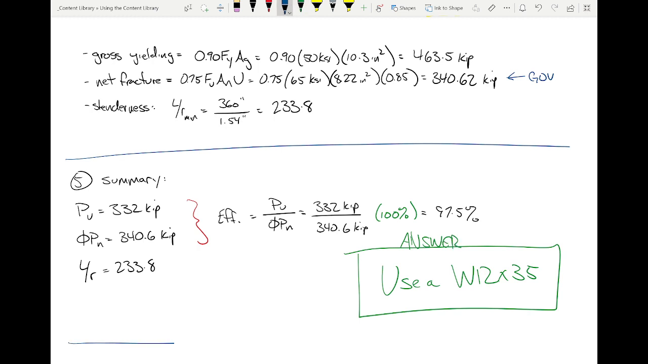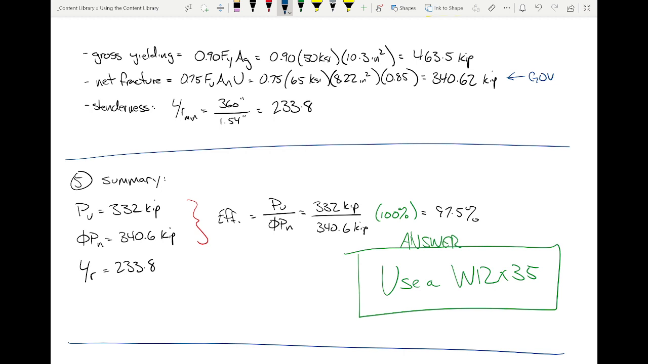Now, let me ask a question. What if this was 103%? What would that mean? Larger member. The next larger up. That means the member's too small. You are 100% right that we have to repeat the process. So let's dig into that a little bit. If that number was 130%, let's think about what that means. The factored load is more than the factored resistance.